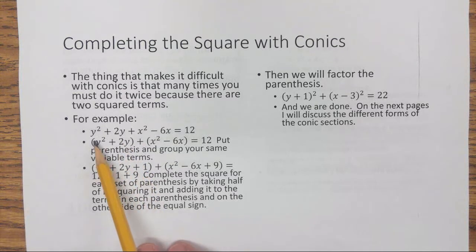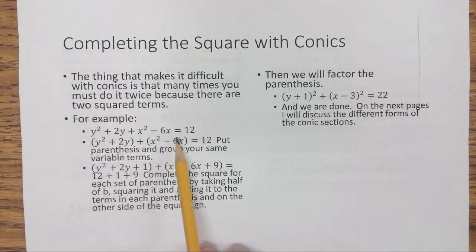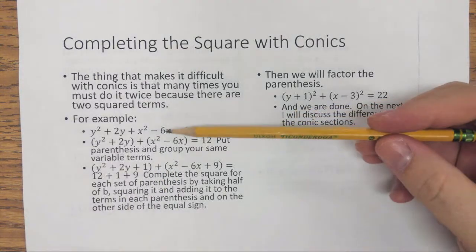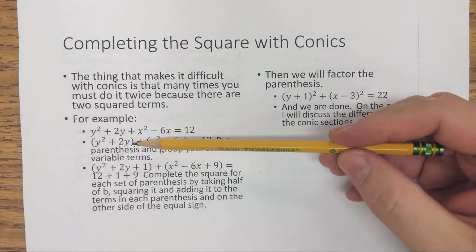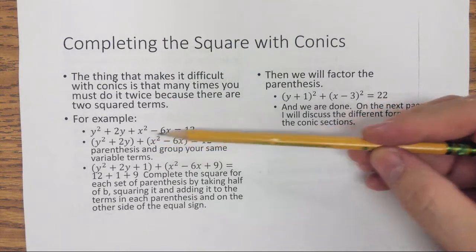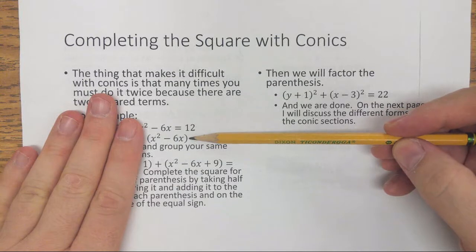The easiest thing to do is group your y's and x's together. If they're not written together like they are in this form, just move them around, making sure you keep the signs with them so they're grouped appropriately. Then you go about completing the square, looking at it like two separate problems. We'll look at the y, and then we'll look at the x.